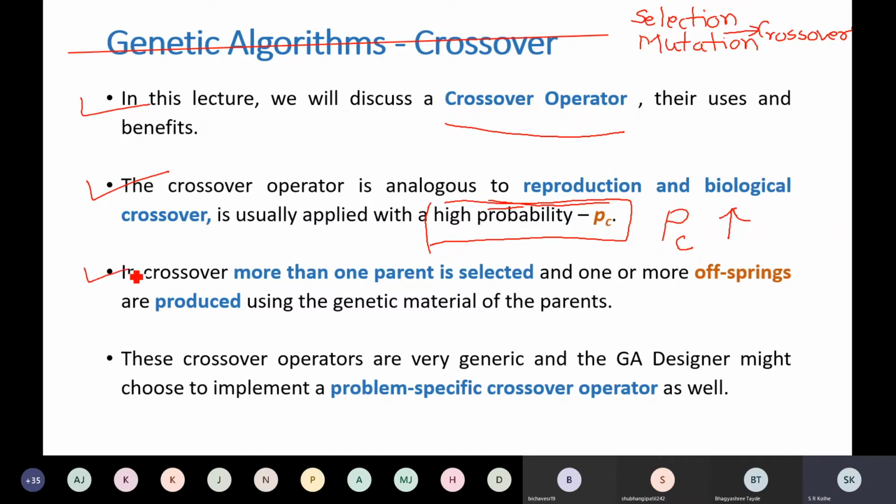In crossover, more than one parent is selected and one or more offspring are generated. Selection techniques we have already discussed. So that will select parent chromosomes, and after that offspring will be generated. So they will inherit the genetic material from the parents. We know this. These crossover operators are very generic, and the GA designer, that means the genetic algorithm designer, might choose to implement a problem specific crossover operator.